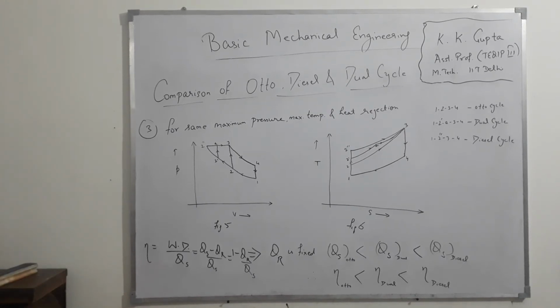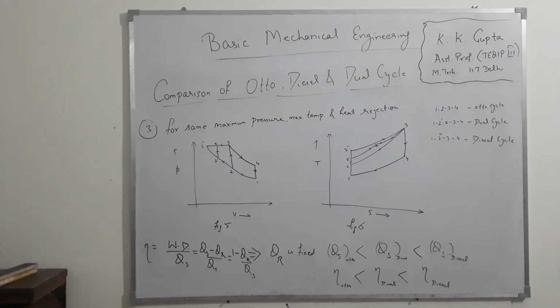Now the third parameter for comparison is maximum pressure is same, maximum temperature is same and heat rejection is same for all the three cycles, Otto, diesel and dual cycle, and we have to compare the efficiencies for all these three cycles. Now figure 5 and figure 6. Figure 5 is showing pressure volume diagram and figure 6 is showing temperature entropy diagram for the given conditions.